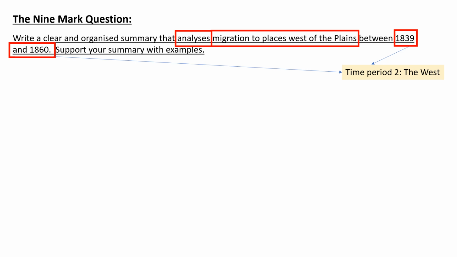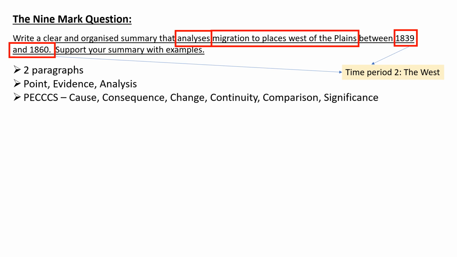So let's have a look at how we would be expected to answer this question. We would expect to have 2 paragraphs from you. They would be point, evidence and analysis, and that analysis we know comes from our PECS paragraphs, which is cause, consequence, change, continuity, comparison and significance. Remember that you are only expected to use 1 of these per paragraph, and that you can use the same analysis in both paragraphs if you wanted to.